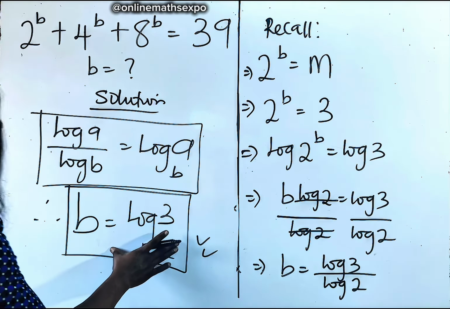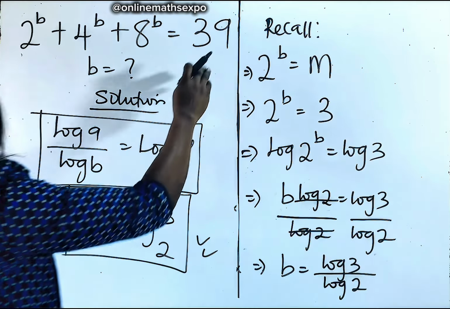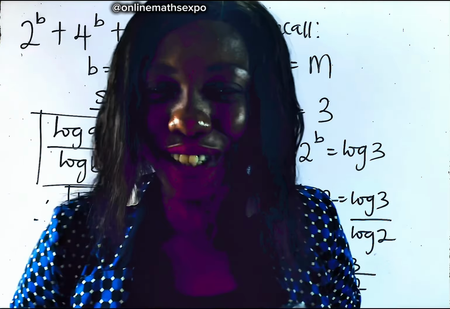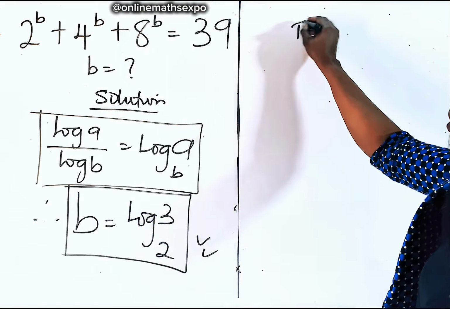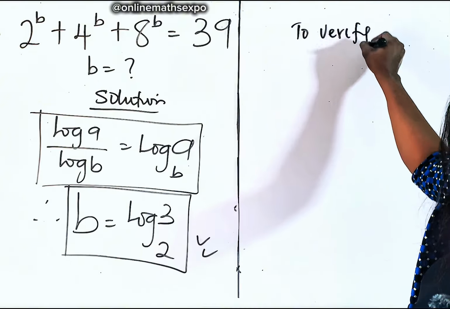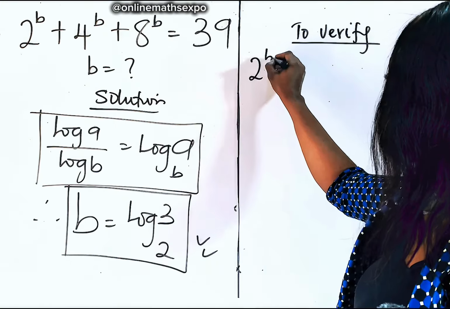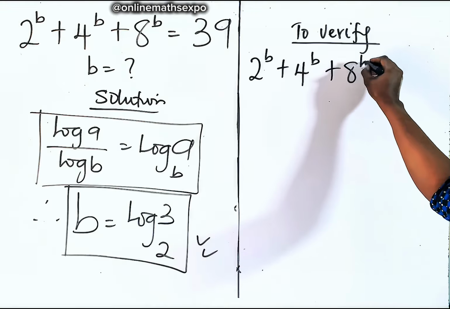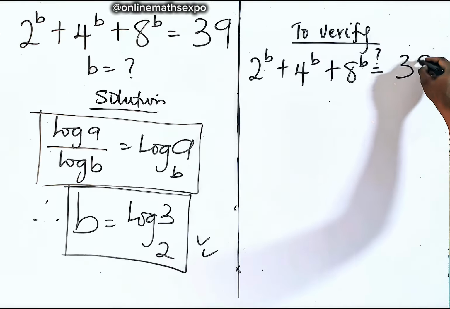We are going to plug this value of b into the left side of the equation to see if it gives us 39. That is the interesting part. I wouldn't want you to miss it. Let's do this together. So to verify, this is what we have: 2 to the power of b plus 4 to the power of b plus 8 to the power of b. If we put in this value of b, will it give us 39?